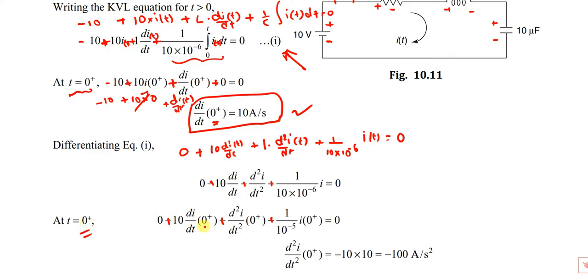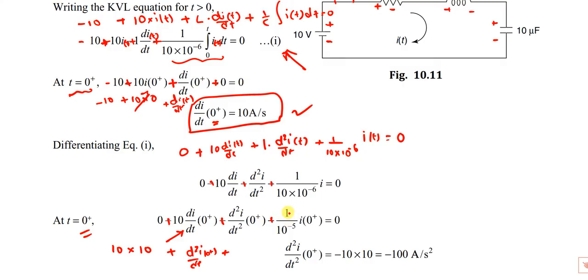10 into di by dt at t equals 0 plus, d square I by dt square at t equals 0 plus, 1 by C at t equals 0 plus. Let us find. Now di by dt you have to take from the previous value. di by dt is right here. 10 into di by dt is 10. This value is 10 plus d square I by dt square at 0 plus, which we have to find out, plus 1 by 10 power minus 5 and I of 0 plus.